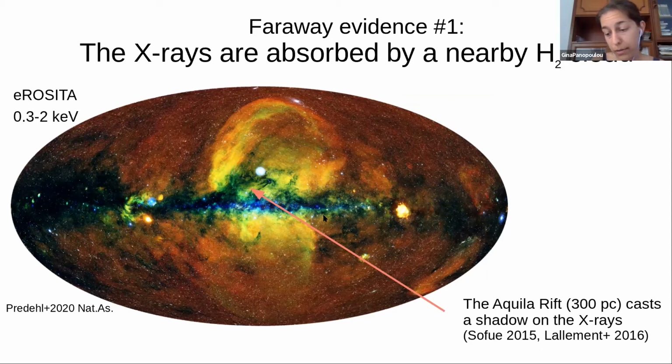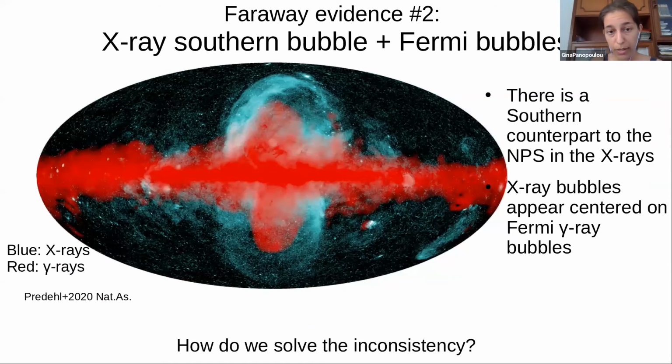And to corroborate this kind of evidence, the eROSITA team presented this map that shows in red the gamma rays from Fermi, and in blue, the eROSITA bubbles. So by eROSITA bubbles, we see these blue structures in X-rays that appear to be centered around the gamma ray bubbles. And the surprising thing was that with eROSITA sensitivity, we were, for the first time, able to see that there's a southern bubble, a southern counterpart to the North Polar Spur.